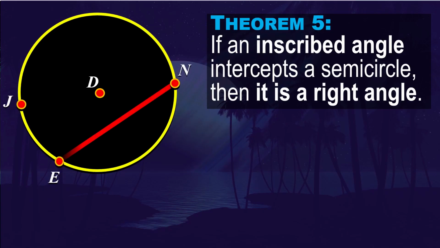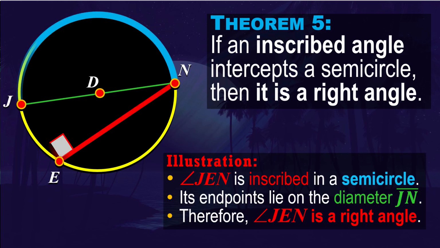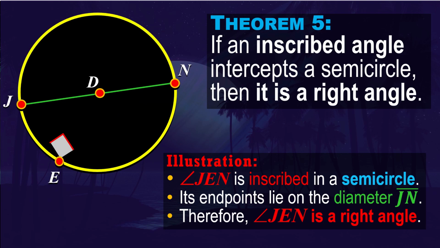Now, for theorem number 5, if an inscribed angle intercepts a semicircle, then it is a right angle. So, tingnan natin yung illustration. Ang angle JEN ay inscribed angle ng circle D, and it is inscribed in a semicircle. So, its endpoints lie on the diameter JN. Therefore, angle JEN is a right angle. So, pag sinabi nating right angle, the measure is equal to 90 degrees.